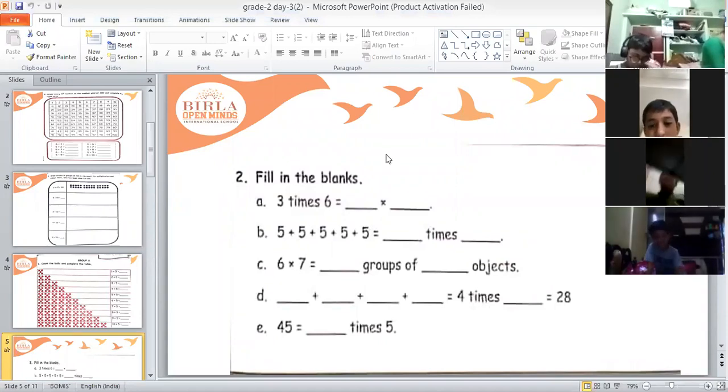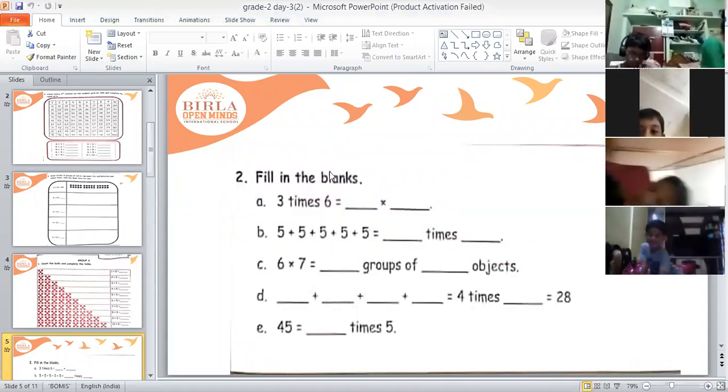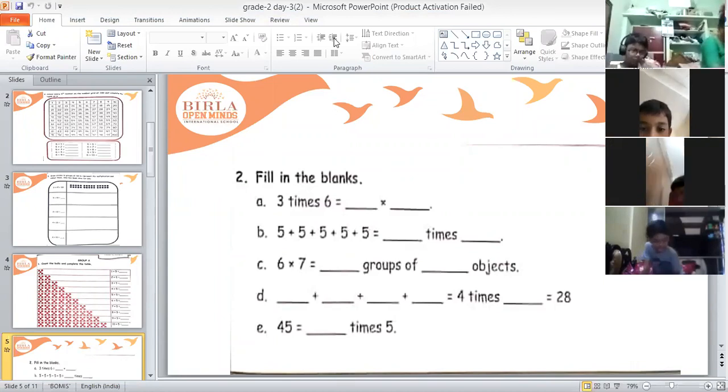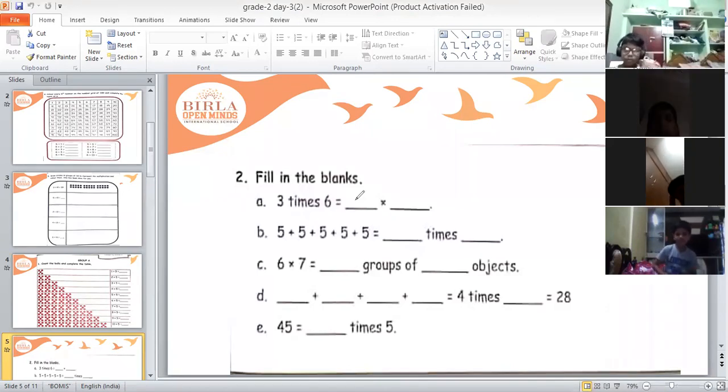Yes, children. So this is question number 2 on page number 1. Okay, this you all know. First one, 3 times 6. I've told you whenever it is like 3 multiply 6, we can write it as 3 times 6, right? In a similar way, if it is given to you 3 times 6, you can write it as 3 multiply 6, right?